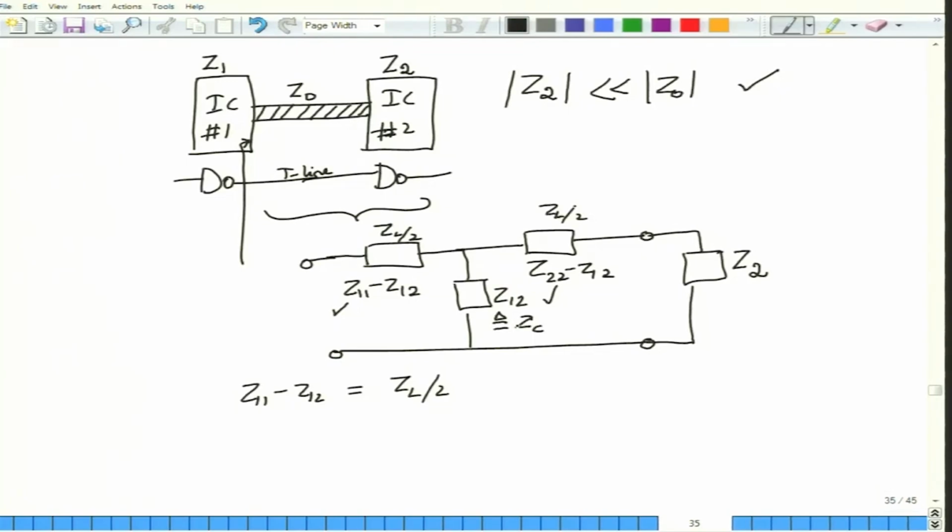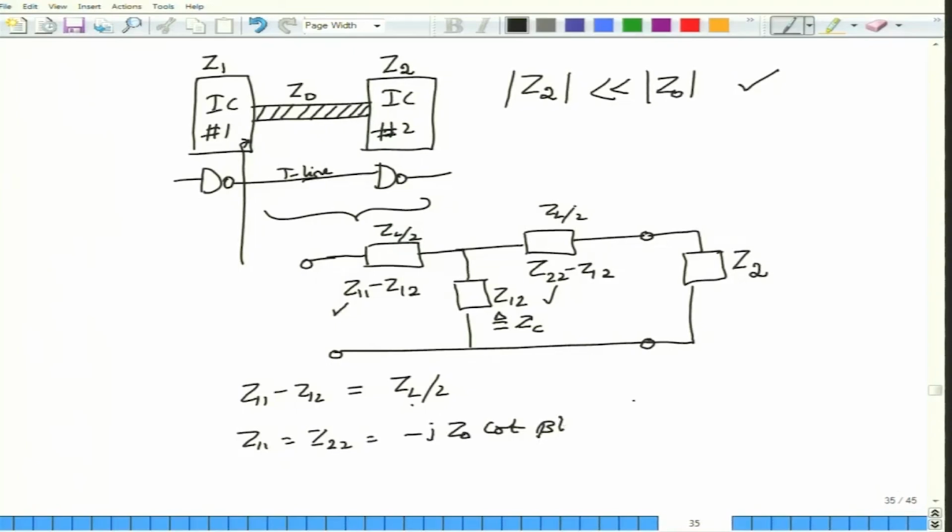Later on you will see that these subscripts L and C actually represent inductive and capacitive reactances, which is what we will discover very soon. Okay. What is this ZL by 2 that I need to find out? For that I need to find out Z11 minus Z12. I know what Z11 is, in fact Z11 is equal to Z22, which is minus J Z0 cot beta L.